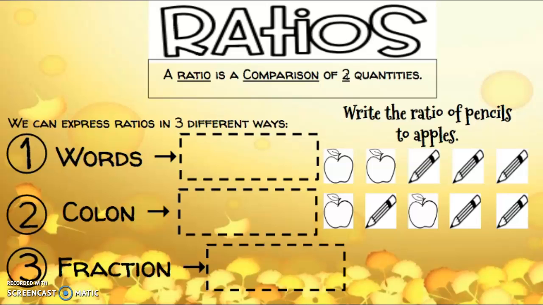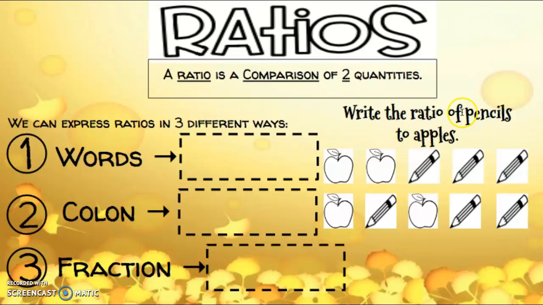So if I were to sit here and say, I want to compare the amount of boys to girls in the classroom, I would count how many boys there are, and I'd count how many girls there are, and then I would write my ratio. So let's look at an example of this.